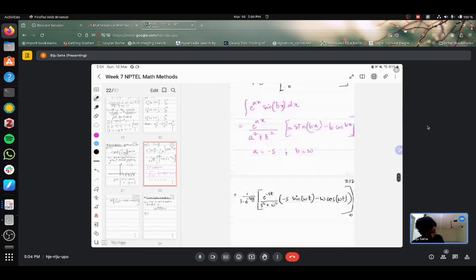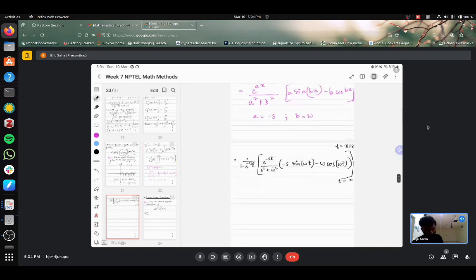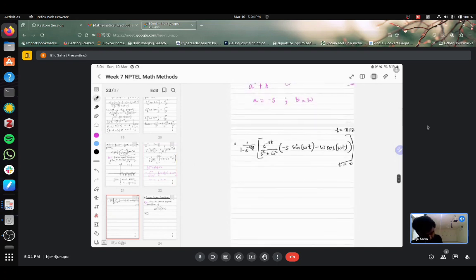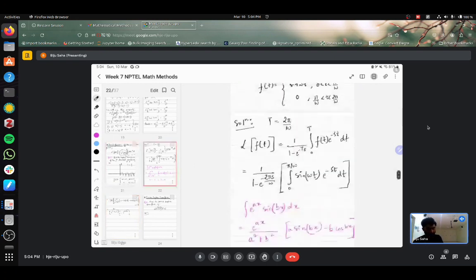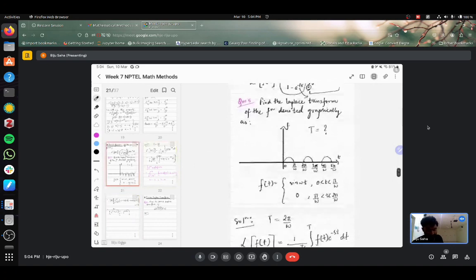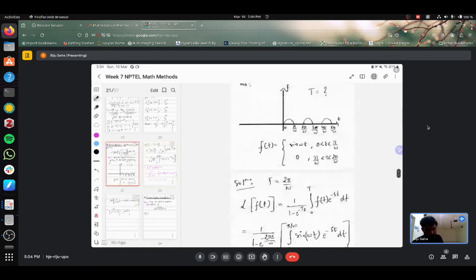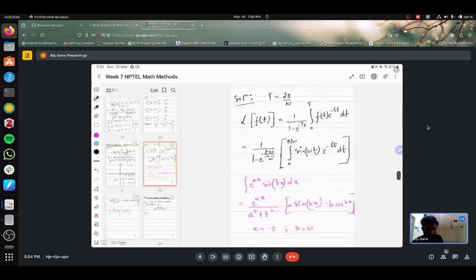Your T is the upper limit. When you put in the upper limit and lower limit, I'm not showing it explicitly, but ultimately you get this form. So that's all for this problem, because the period was given and we could just work out the integral over that particular period, not over the entire range.